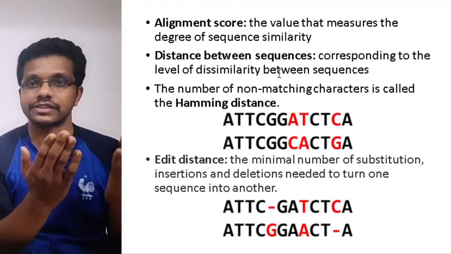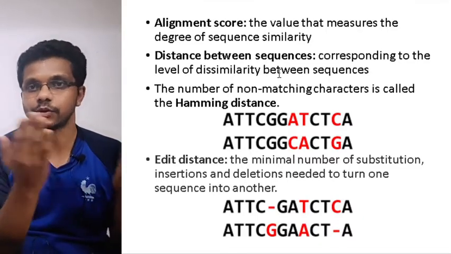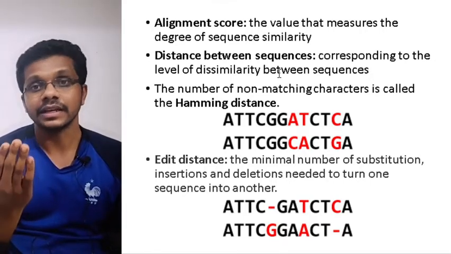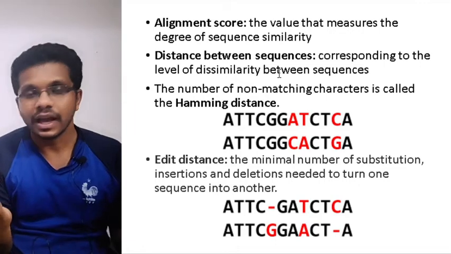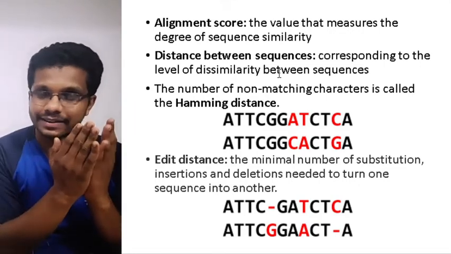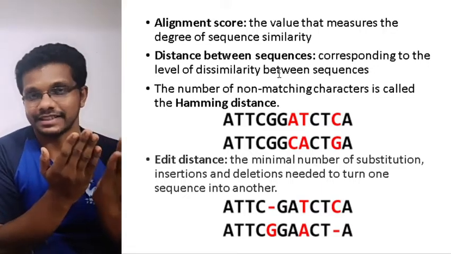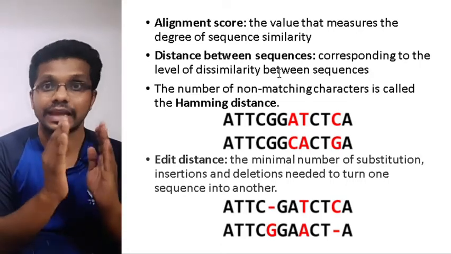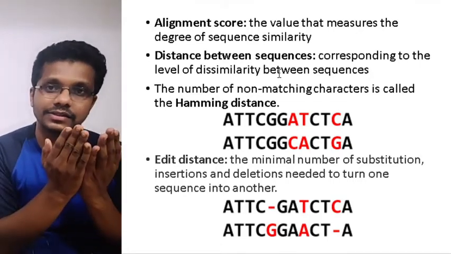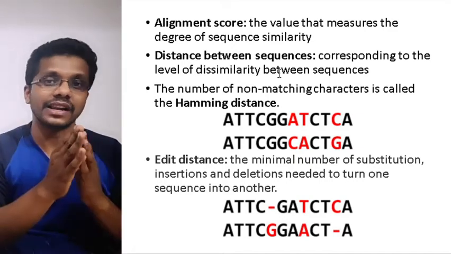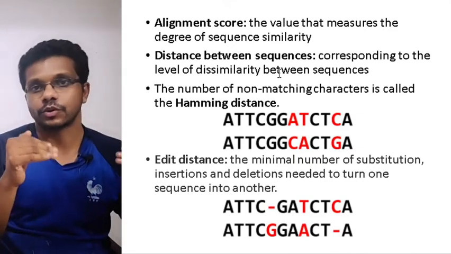If you are taking two different sequences, maybe two different DNA sequences from two different organisms, let's say we are taking the hemoglobin genes from human beings as well as from the horse. If you are taking two different hemoglobin genes and comparing them, the extent of similarity can be expressed as alignment score. If two different DNA sequences are very similar, the alignment score will be high. If they are not that similar, the alignment score will be less.